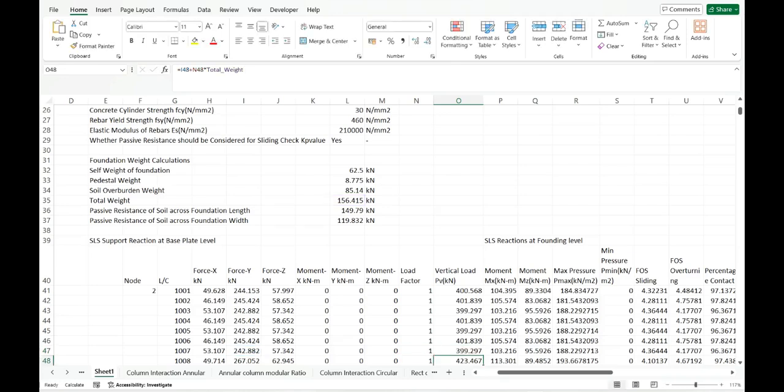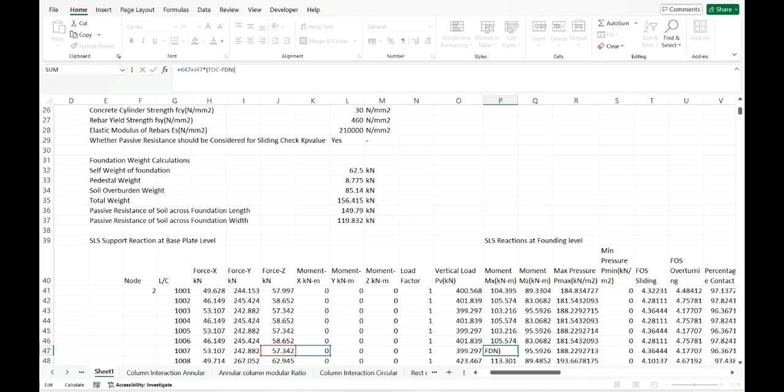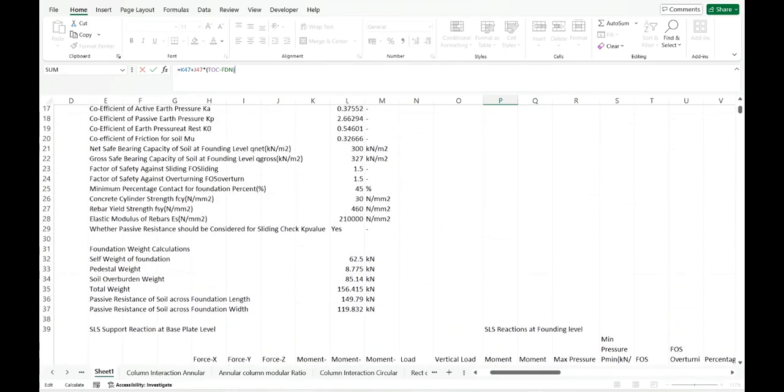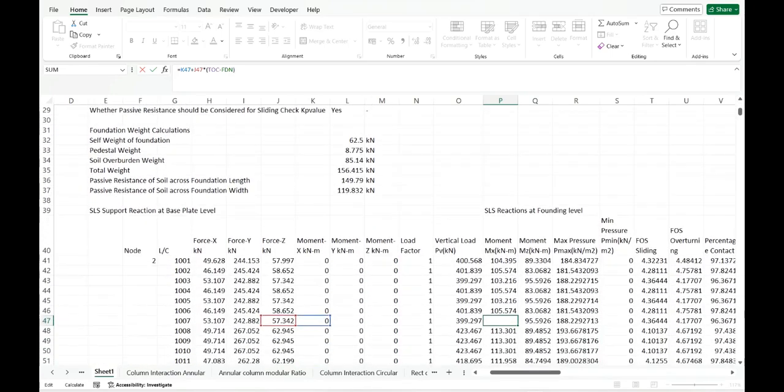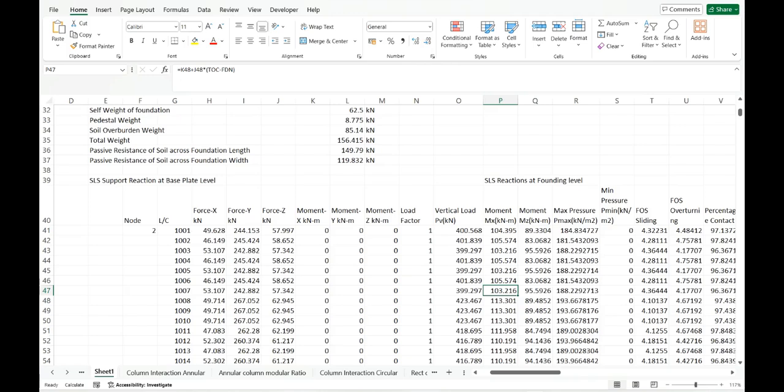Similarly, it calculates the moment about x-axis, which is nothing but the moment at base plate level, which is 0 of course because it is pin support, plus the moment force Fz and the lever arm. The lever arm here is difference between the top of concrete and founding level, which is 1.8 meter. So it automatically calculates. Same is the case for moment mx, and then it calculates the pressures. Now, while we calculate the pressure, we see the pressure is 188.